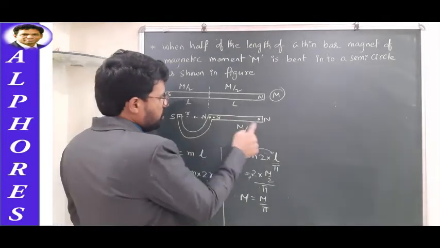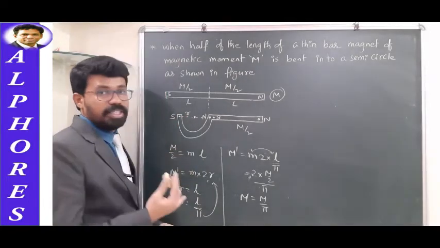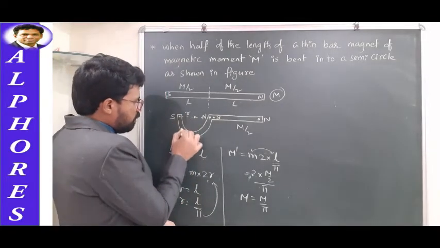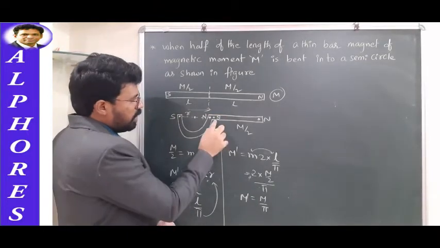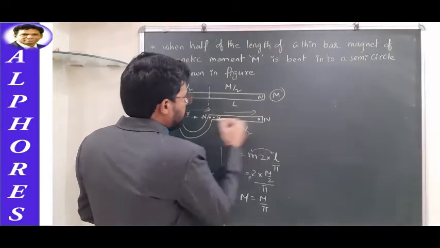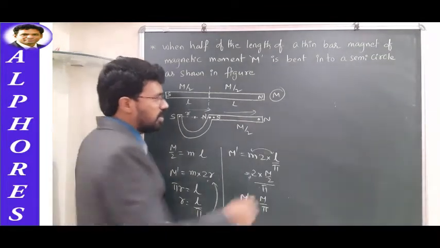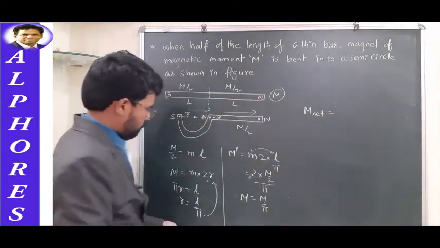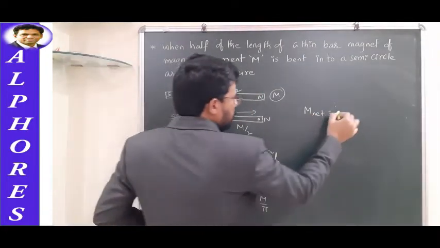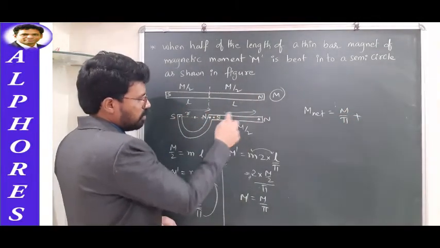What about the magnetic moment of this one? This is already known to us, m by 2. So what is the resultant magnetic moment? The magnetic moment of this semicircular shaped one is along this direction, and the magnetic moment of this one is also along the same direction. Both are along the same direction, so simply you can add those two to find the resultant magnetic moment. Therefore, m net is equal to m by pi plus the magnetic moment of this part of the magnet, m by 2.